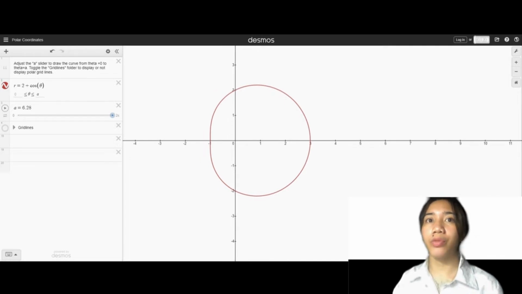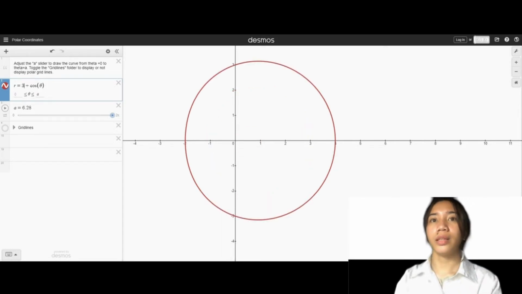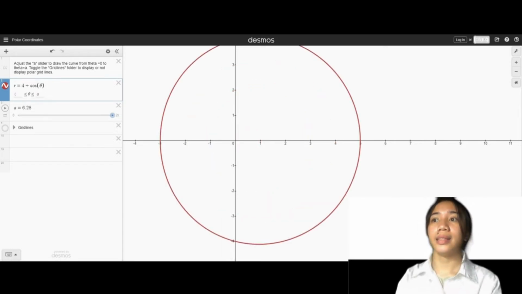So what will happen if we change again the value of a into greater than 2? And then again, and then again.